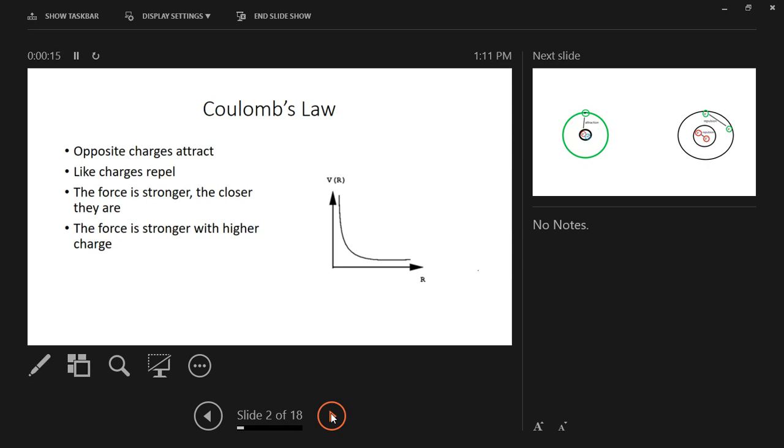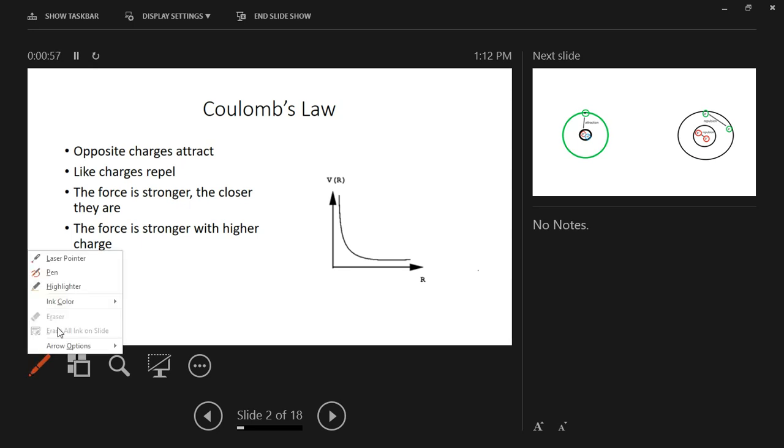The most important, or vital, rule of all of chemistry is Coulomb's law, and that is that opposite charges attract and like charges repel. And that force is stronger the closer they are, and it is stronger with higher charges. So this illustration is showing you the relationship between particles that have the same charge. As the particles get closer to each other, the potential energy increases because they are becoming less stable. And like charged particles are more stable when they're farther away.